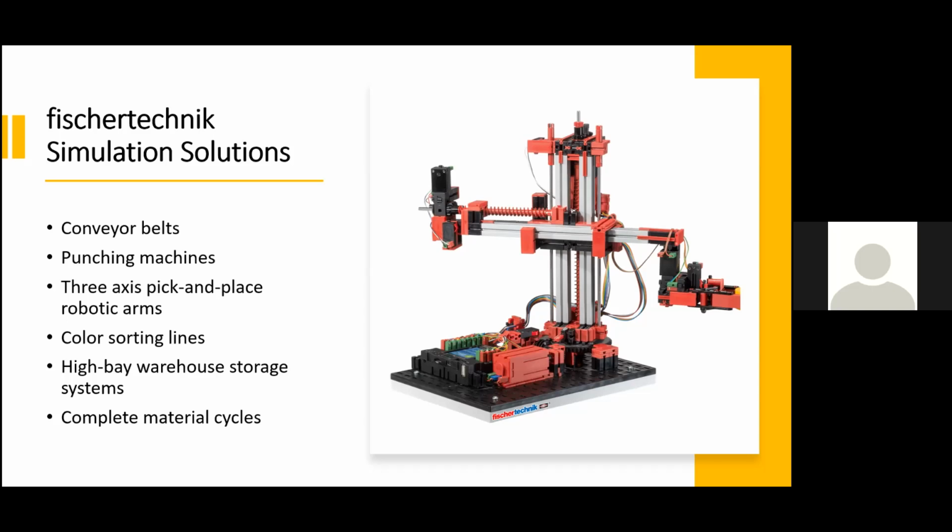Now, besides these individual models which focus on specific automated processes, fischertechnik also offers an integrated factory simulation model. This model consists of 4 individual workstations, a vacuum gripper robot, a high bay storage warehouse, a multi-processing station with oven, and a sorting line with color detection, all of which work together as one self-contained material cycle.